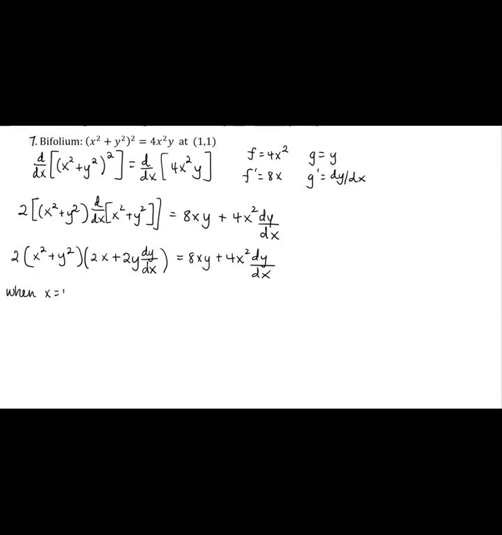So when x is equal to 1 and y is equal to 1, this equation becomes 2 times plugging in 1 for x and y there, gives us 2. Plugging in 1 for x and y in the third factor here would give us 2 plus 2 dy dx. Going on to the right side of the equation, replacing x and y with 1, we have 8 plus 4 dy dx. And now it will be a lot easier for us to solve for dy dx.